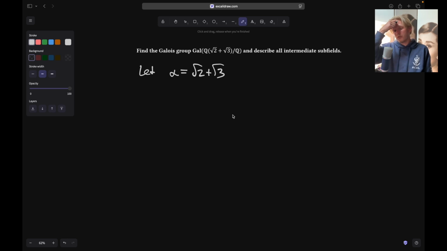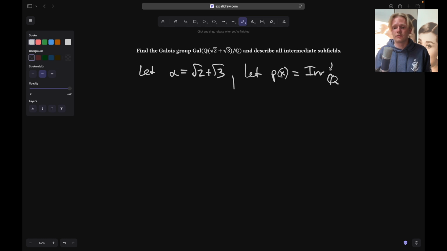And firstly, we want to find the irreducible polynomial of alpha that we'll call p. So let p of x equal the irreducible polynomial over Q, the field that we have here, of our element. Great. And the next part, to calculate it, we need to have a polynomial with coefficients in rational numbers.